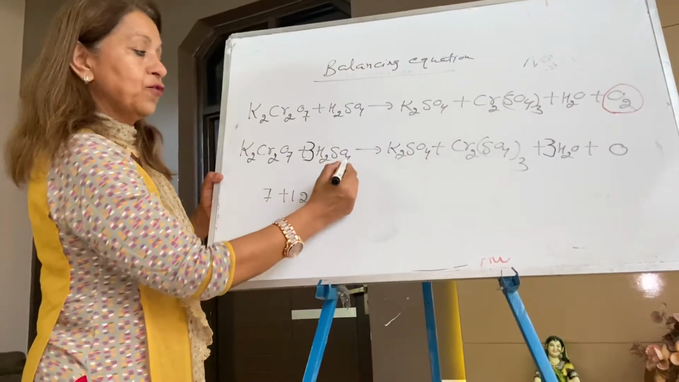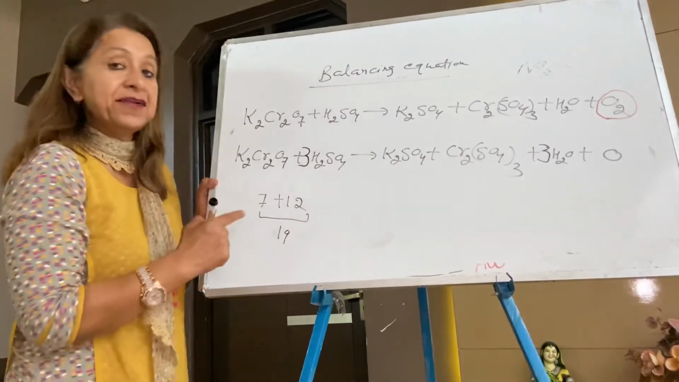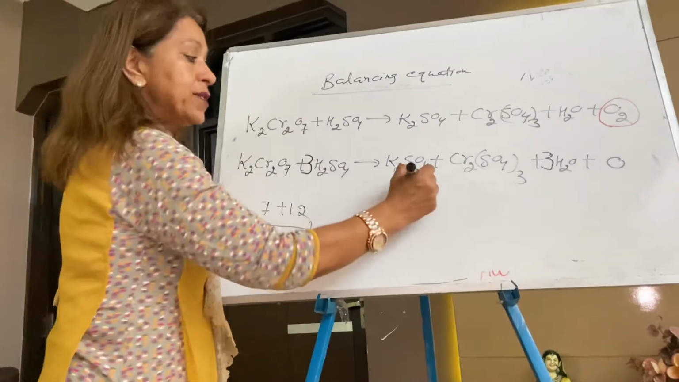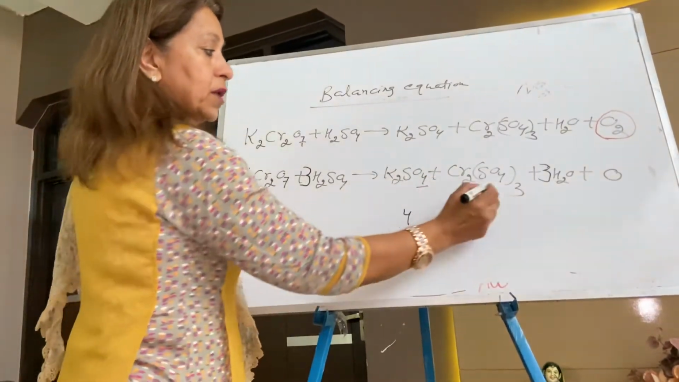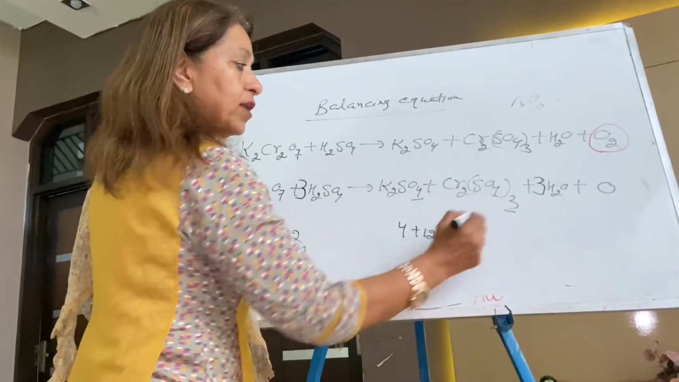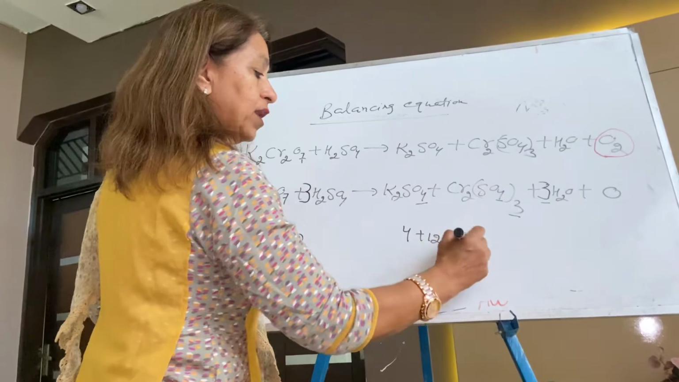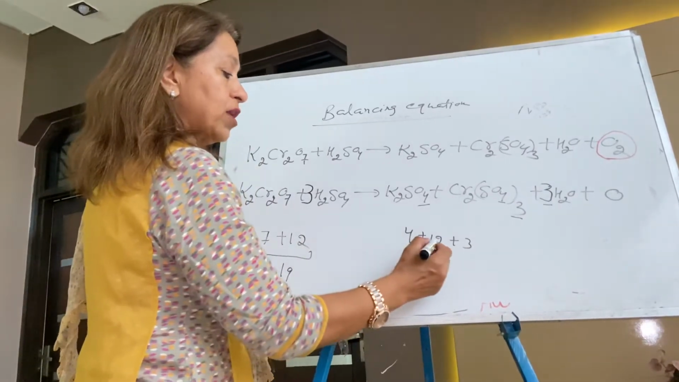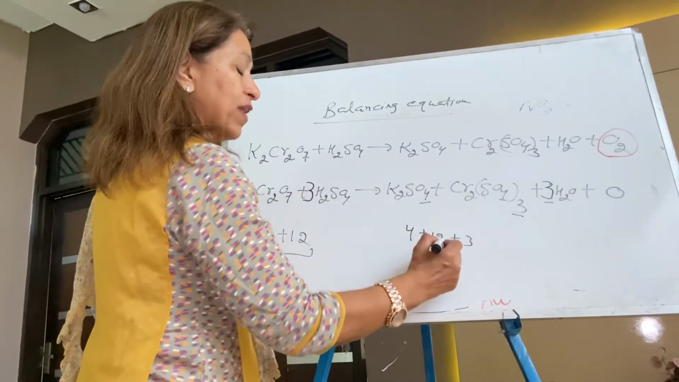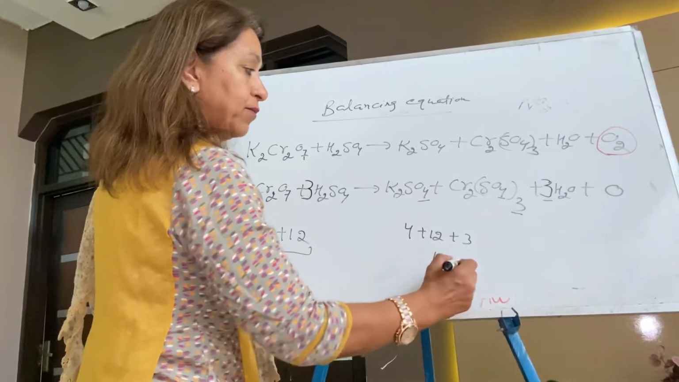Okay, 3 into 4, 12, and 12 plus 7 is 19. 19 oxygen there. Here it is 4 into 3, 12. Here it is 3 into 1, 3. This means it is 12 plus 4, 16 plus 3, again it is 19.